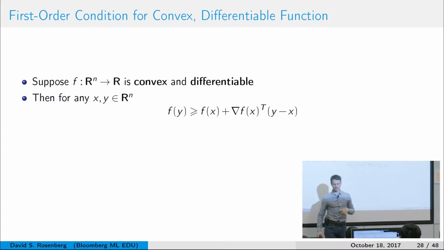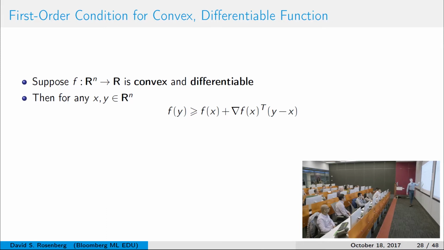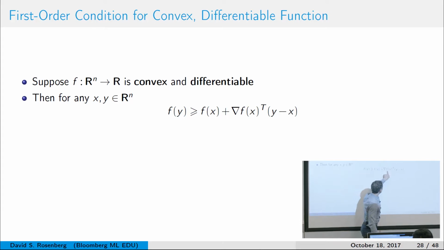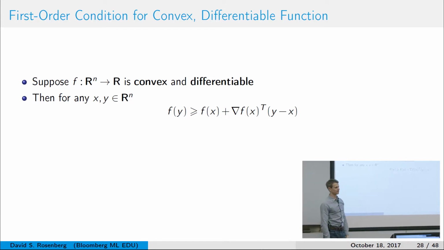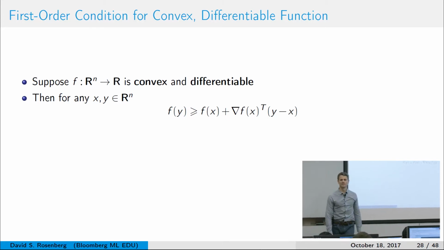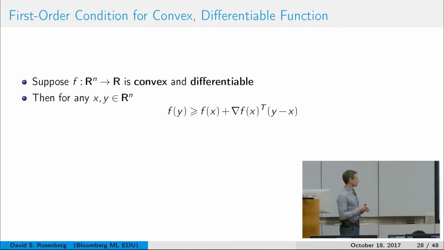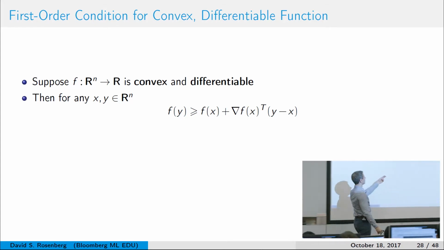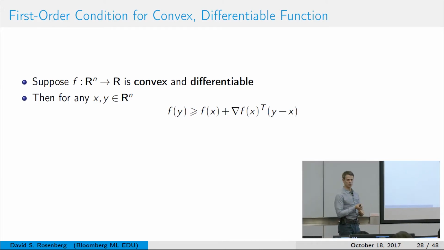What happens when you plug in gradient 0 there? f of y is greater than or equal to f of x. So if we found a point x that has gradient 0, this second piece is 0. And so we're left with f of y is greater than or equal to f of x for all y. So that's proving that x is a global minimizer. There might be multiple global minimizers, but x is a global minimizer.